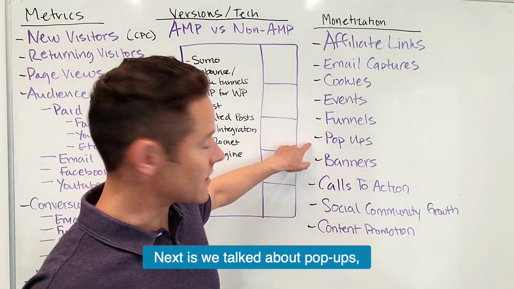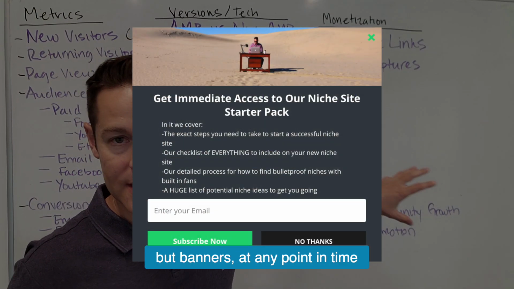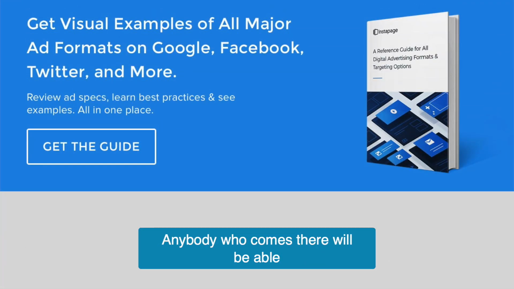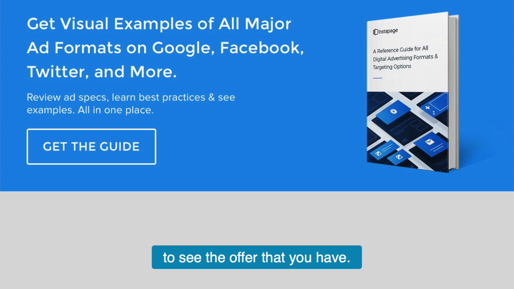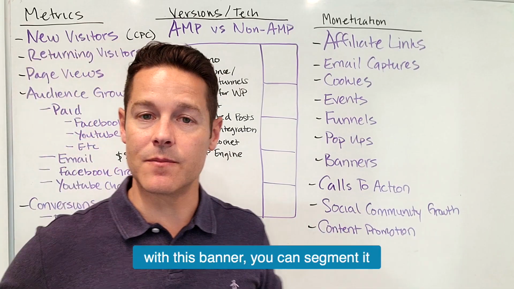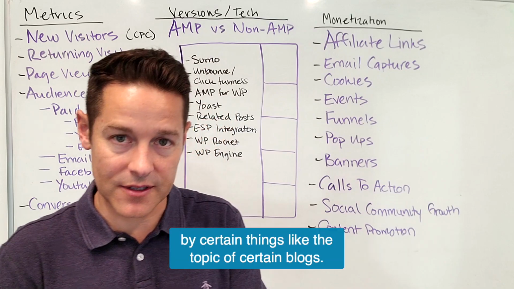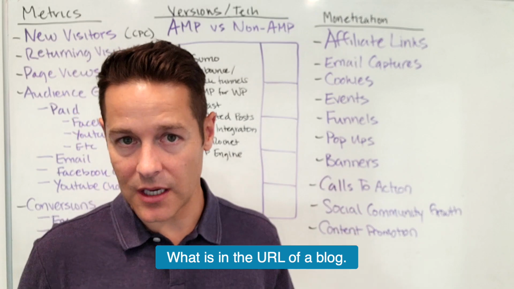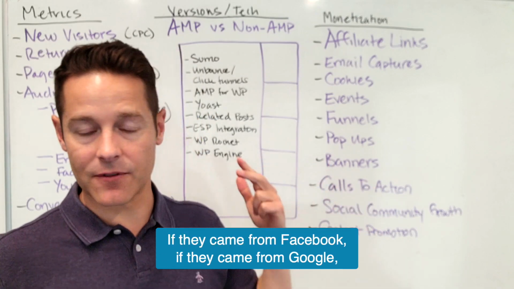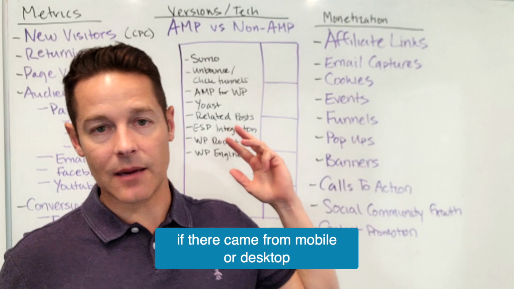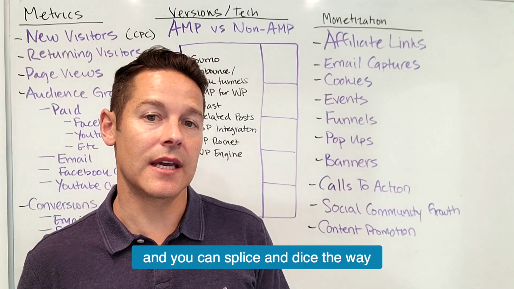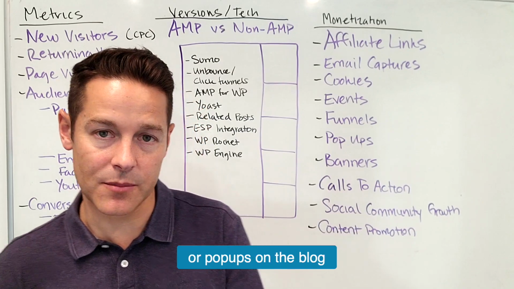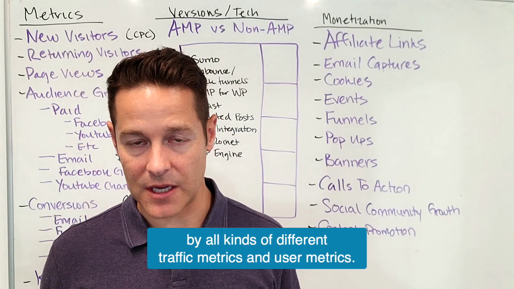Next thing is, we talked about pop-ups, but banners. At any point in time, you can run a banner on the top of your blog. Anybody who comes there will be able to see the offer that you have. Another thing that's really great about that is with this banner, you can segment it by certain things like the topic of certain blogs, what is in the URL of a blog, if they came from Facebook, if they came from Google, if they came from mobile or desktop, and you can splice and dice the way that you target certain types of banners or pop-ups on the blog by all kinds of different traffic metrics and user metrics.